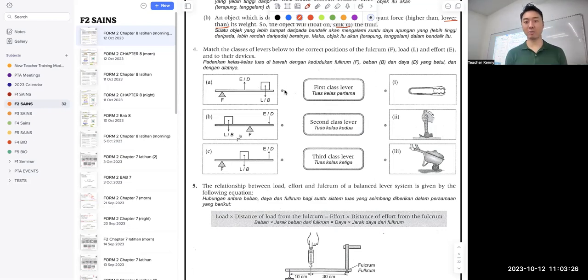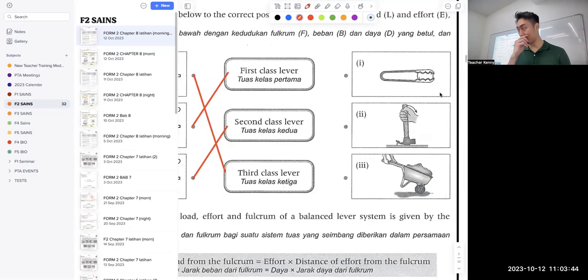Okay, first one, some more class. Third class lever, effort is in the middle. Fulcrum in the middle will be first class lever, and load in the middle will be second class lever. Correct? So next one, the first easiest thing is to identify where the fulcrum is. Fulcrum here is at the end. So the load is in the middle. Alright, effort is in the middle. So this gives you your third class lever.